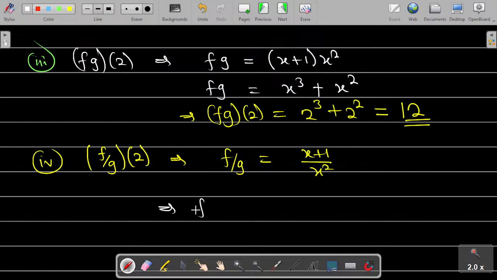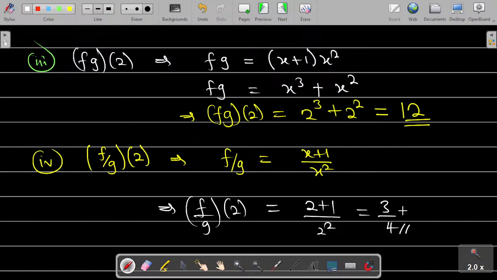So our value, which is f over g of 2, will just be equal to substituting your x as 2, and that will be 2 plus 1 all over 2 squared, which is equal to 3 over 4. You can put this in fraction, in decimal if you want, but it will be better you leave it this way. Okay, so let's go to a new page.